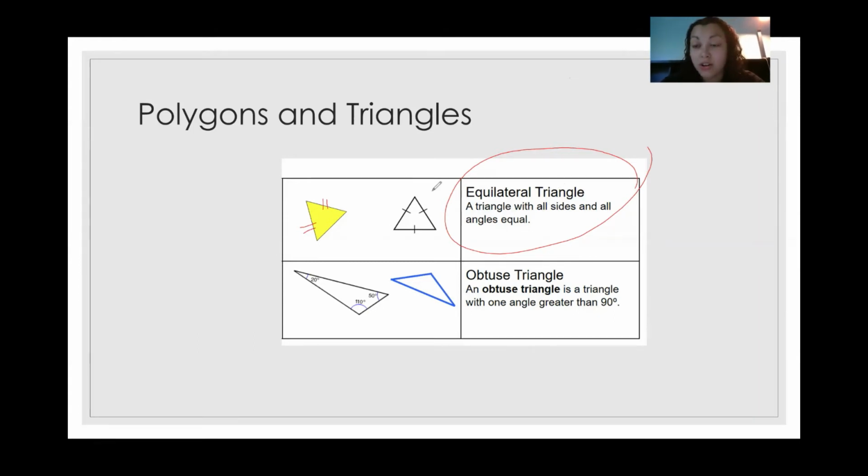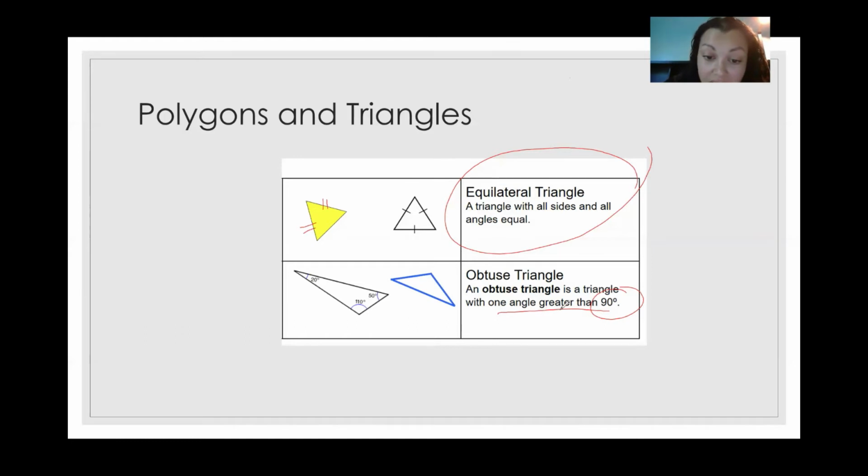An obtuse triangle. So remember we talked about acute triangles, meaning all the angles were less than 90 degrees. An obtuse triangle means that the triangle has one angle that's greater than 90. So in a right triangle, one angle has 90, but in obtuse, one angle has more than 90.